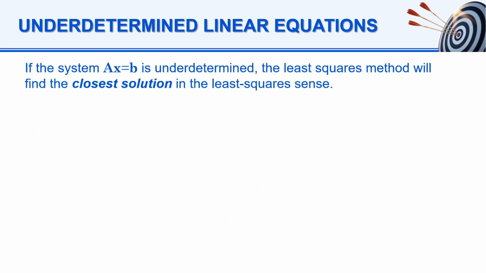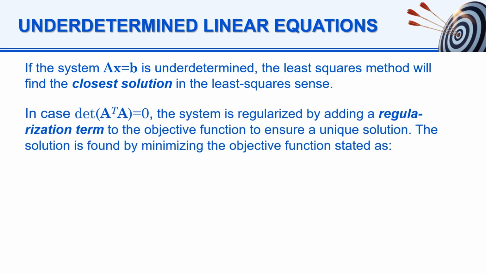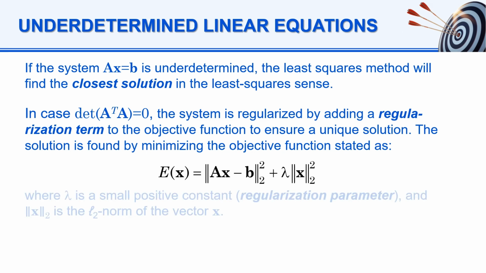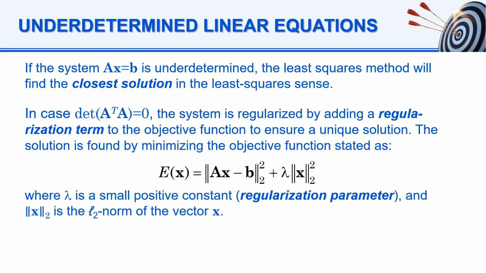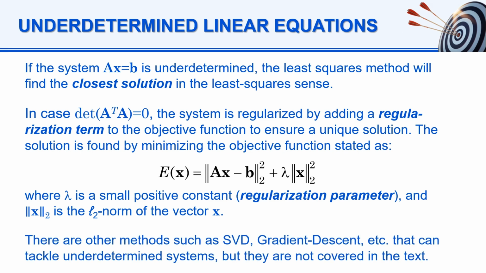If the system AX equals B is underdetermined, the least squares method will find the closest solution in the least squares sense. In case the determinant of the product of transpose matrix A and matrix A equals 0, the system is regularized by adding a regularization term to the objective function to ensure a unique solution. The solution is found by minimizing the objective function stated as follows, where lambda is a small positive constant, referred to as the regularization parameter, and the norm of x is the L2 norm of the vector x. There are other methods, such as singular value decomposition, gradient descent, etc., that can tackle underdetermined systems, but they are not covered in the text.